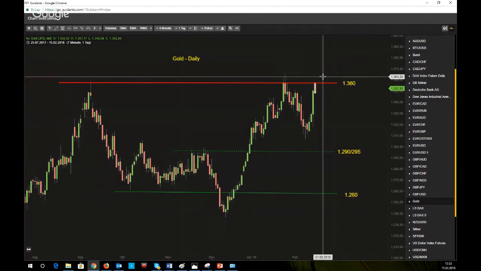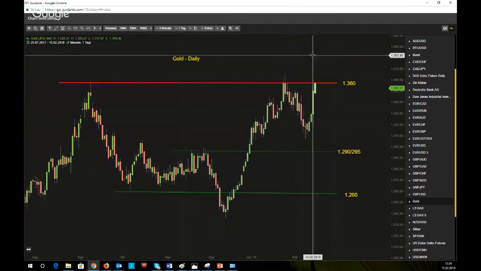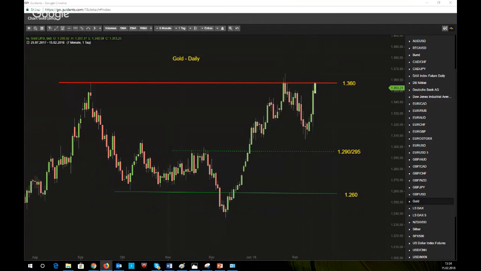And again, if we now make it above 1,367 USD per ounce, these are the highs here, 1,366, this is definitely a clear bullish sign. And we target on the upside 1,400 USD and probably even higher than that. So yeah, that's it on gold.